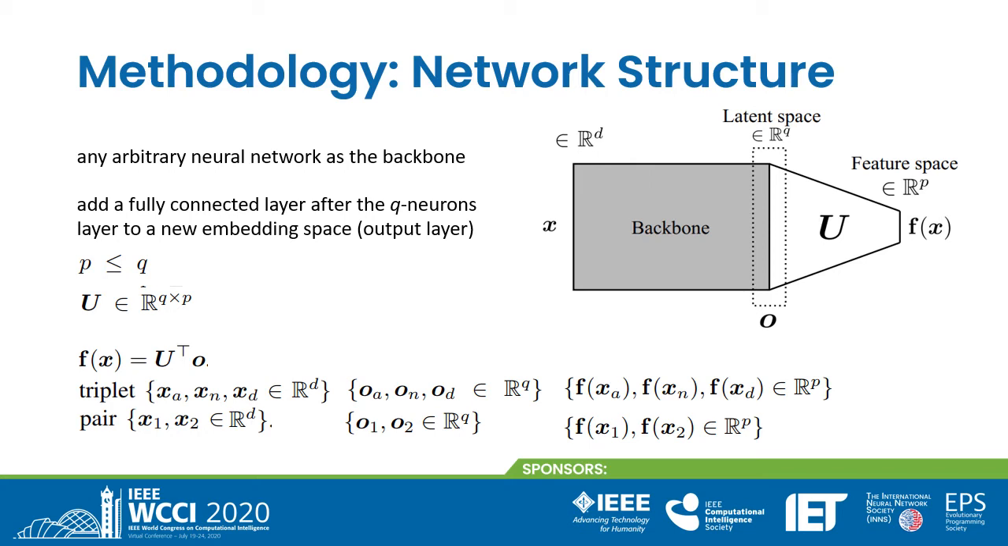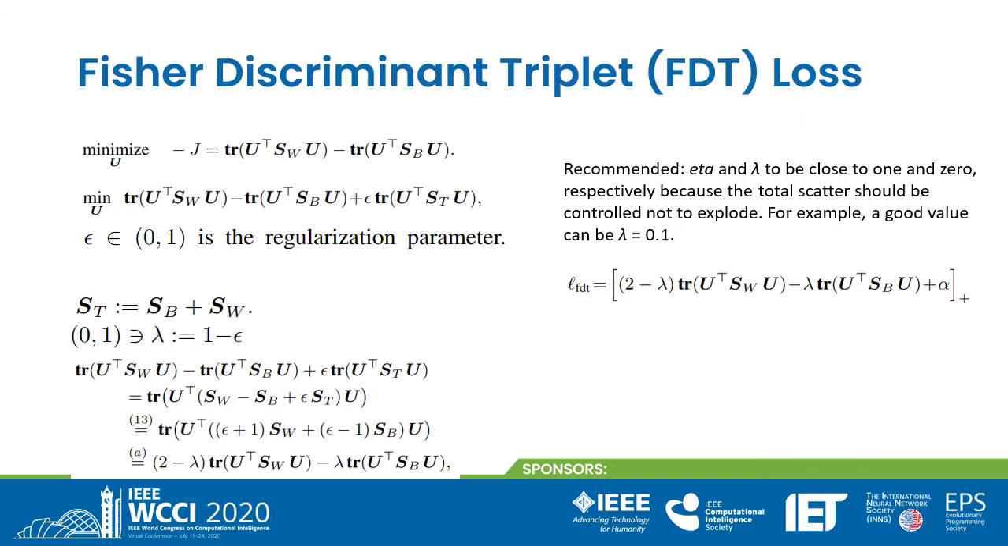Similarly, we have something like that for the pairs, which will be used for contrastive loss. Here we propose Fisher Discriminant Triplet, or FDT loss, inspired by the Triplet loss. We want to maximize the Fisher criterion, but in neural networks we usually minimize the objective function. So we minimize minus Fisher criterion, which is trace of U transpose SW U minus trace of U transpose SB U.